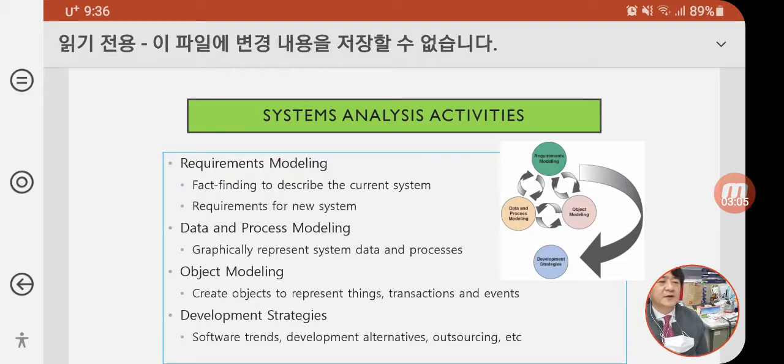This slide is about system analysis activities. First, requirements modeling. Second, data and process modeling. Third, object modeling. And develop strategies. First, requirements modeling is fact-finding to describe the current systems and the requirements for new systems.